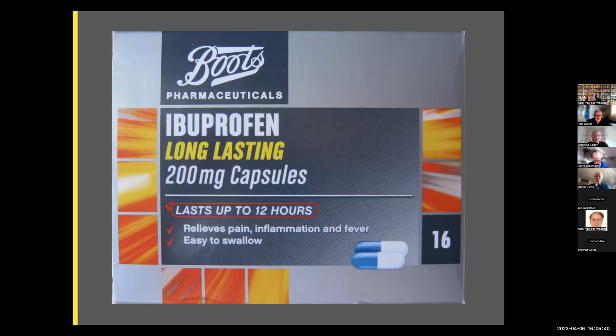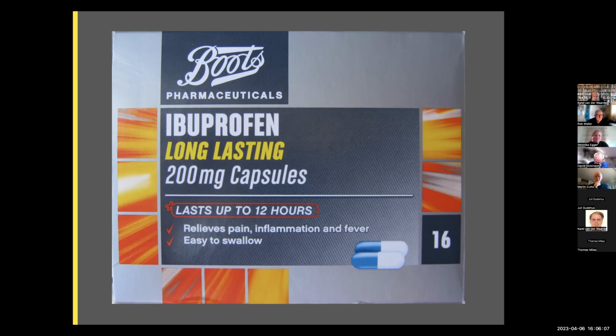This is the front of a box of ibuprofen, the simplest of the simplest medicines you can buy in a pharmacy or even a motorway place. You can buy these 200 milligram ibuprofen packages. This one is from Boots in England. On the front of the box it states: relieves pain, inflammation, and fever. So it tells you what it's for.